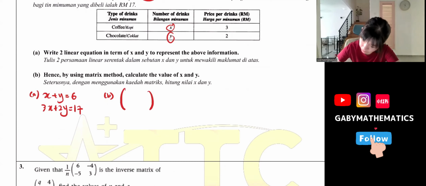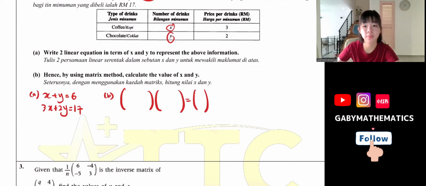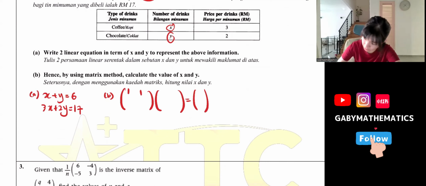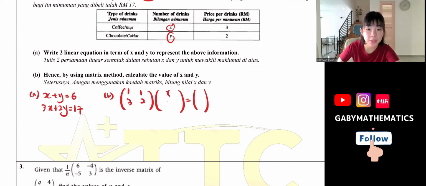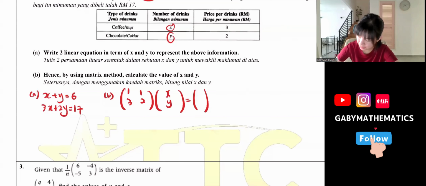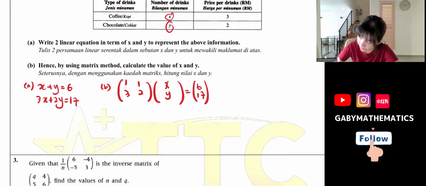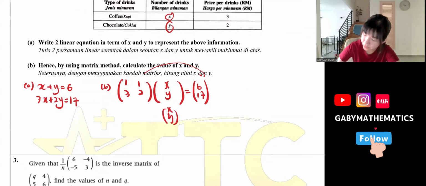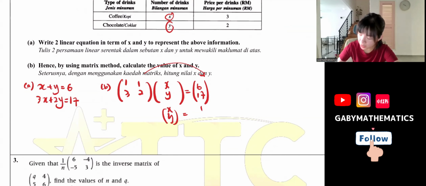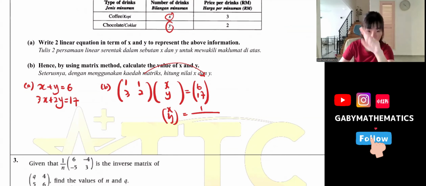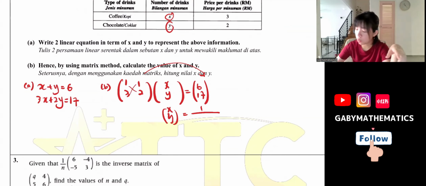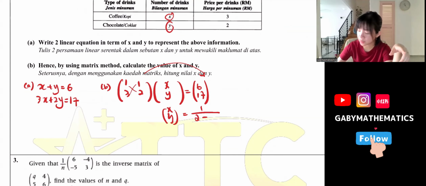Okay, so matrix [1, 1; 3, 2] times [x; y] equals [6; 17]. To find x and y, we take this matrix over, the inverse. So it equals 1 over AD minus BC. Always cross: AD minus BC. 1 times 2, 2, minus 1 times 3, 3.